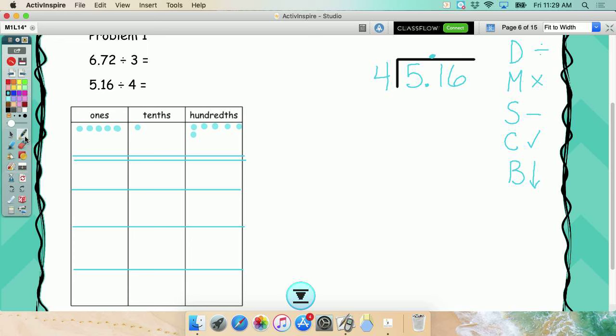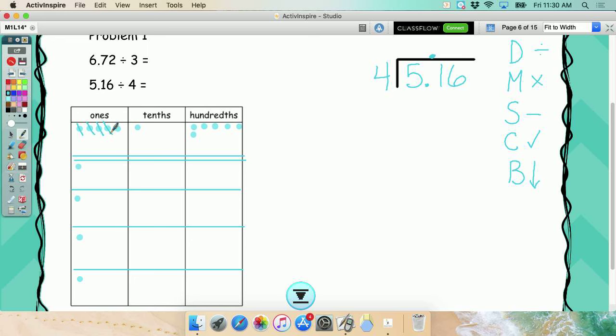Okay? So I'm going to start by dividing. I'm going to divide these 5 ones into 4 groups. So how many will I put in each group? 1. And how many will I cross off? 4.